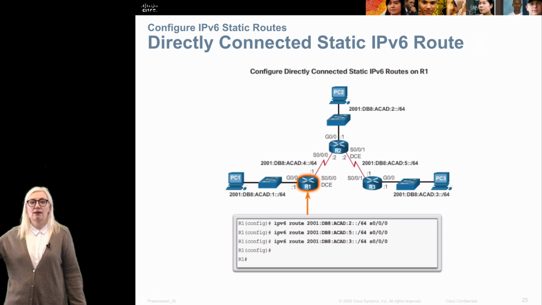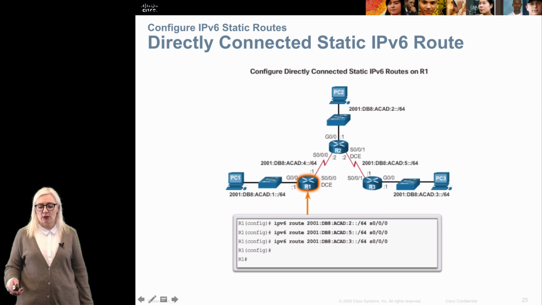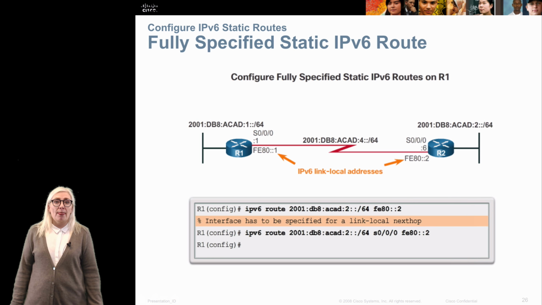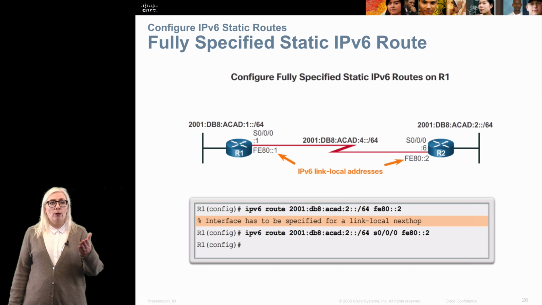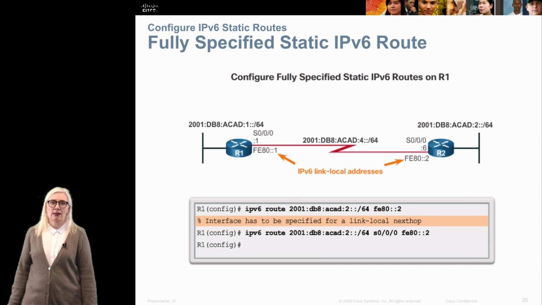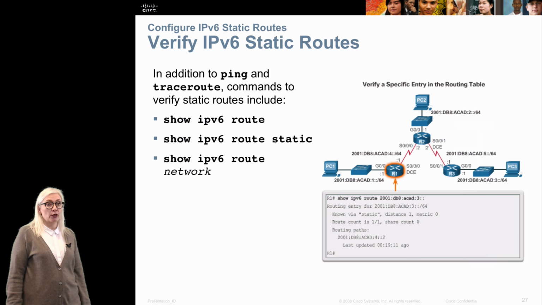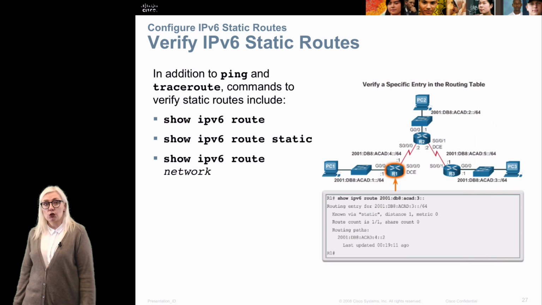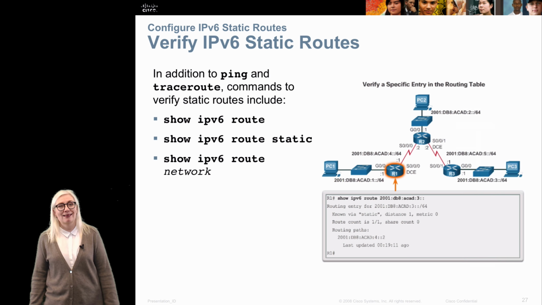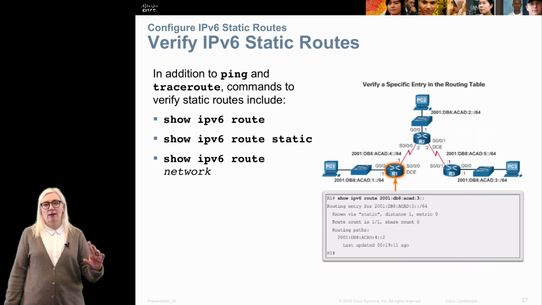The exit interface is the same in IP version 4 and IP version 6 because this is just a physical interface that we are sending it out on. Or we can do both. We can put it in with both an exit interface and an IP address. We will use the commands here to verify it: show IPv6 route, show IPv6 route static, or show IPv6 route and then the route we want to show.